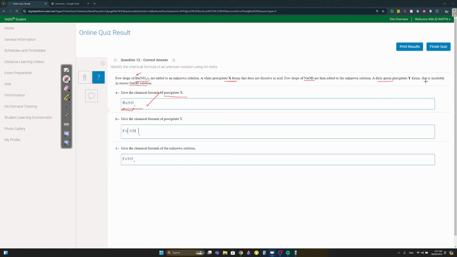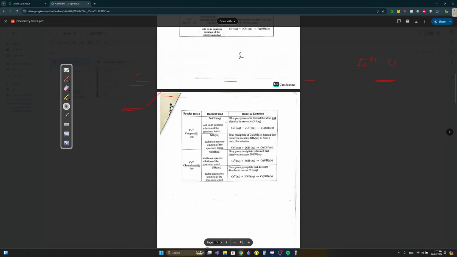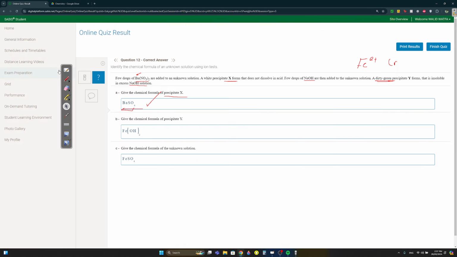This is very important. We know if it's green, it's either Fe2+ or Cr. I think it was Cr something. I don't know the charge, but anyway, I think 3+. Was it 3+? Yeah, 3+. So it's either one of these. But what did they say? They said it's insoluble, right? If it's insoluble, we want iron, Fe. What's the precipitate?